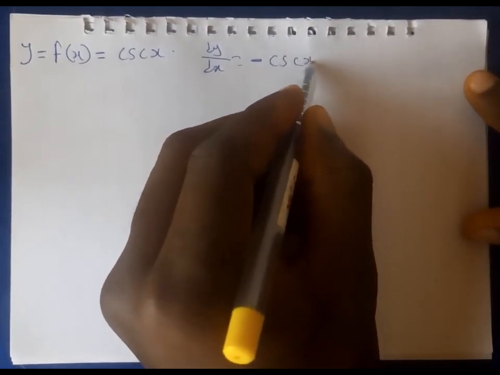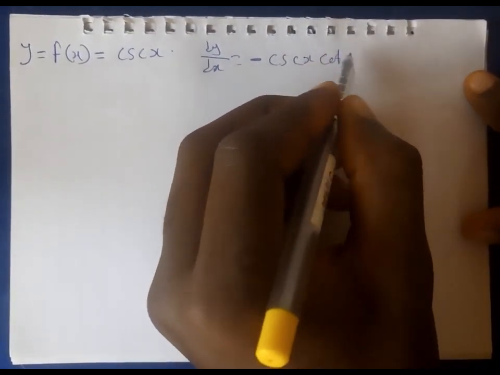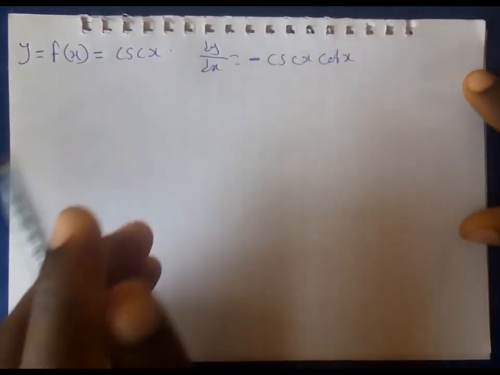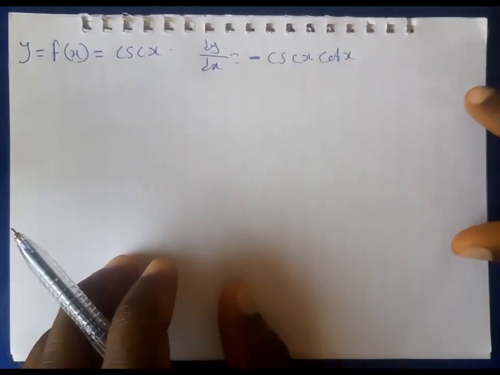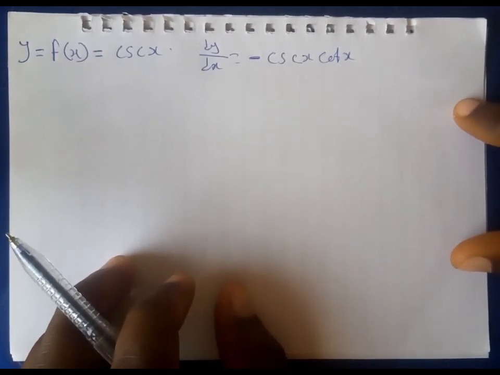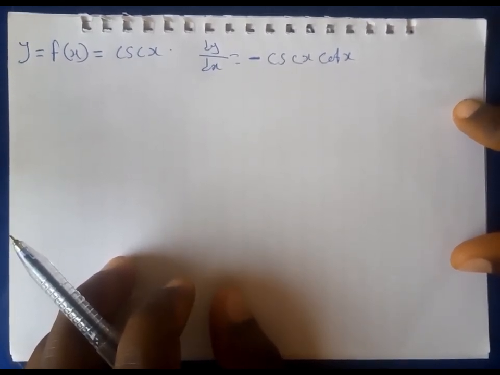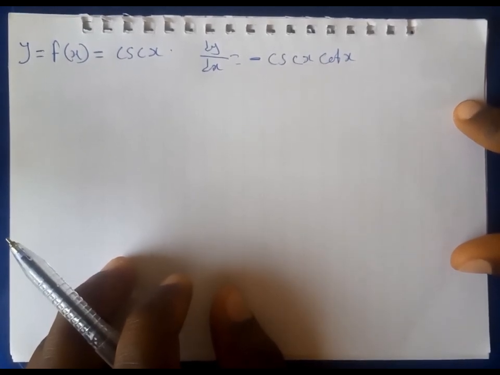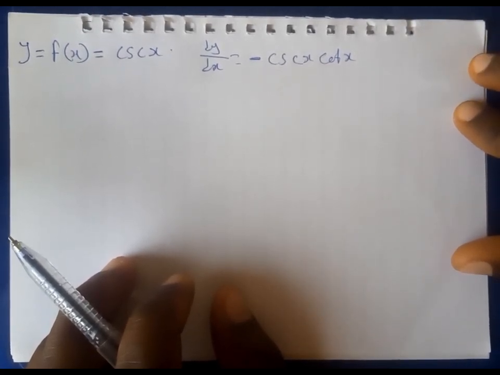cosecant x cot x, where cot is a cotangent. It is often pronounced as cot for short. And the purpose of this video is to figure out how this formula, or this derivative, is formed. And we are going to be using the definition of derivative for that.